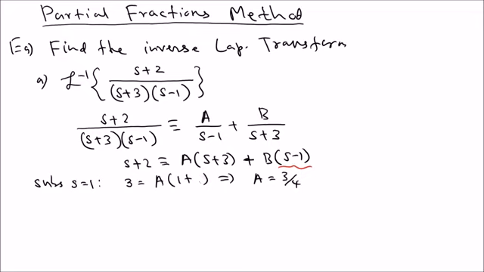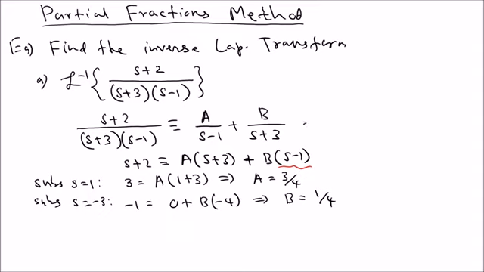This is s plus 3. So 3/4. And then again we're going to substitute s equal negative 3 to find the other one. So with negative 3, you're going to get negative 1 on this side, equals, the first term is 0 now, and from the other term B, you're going to get negative 4, because negative 3 minus 1 is negative 4. So this says that B equal 1/4. So that's it, you can find the two coefficients.